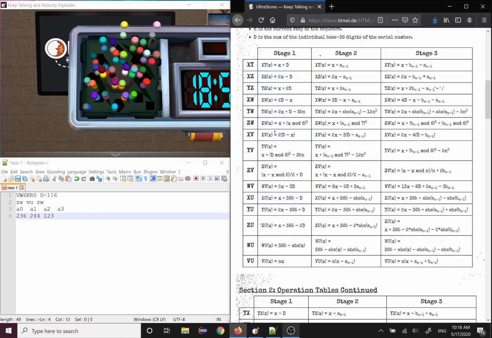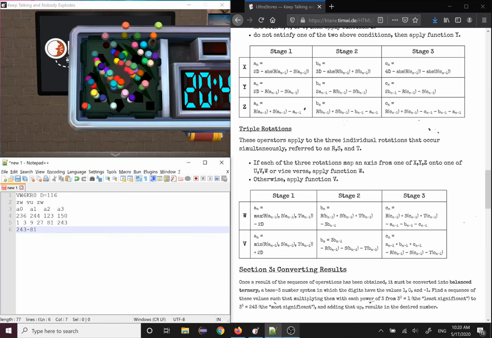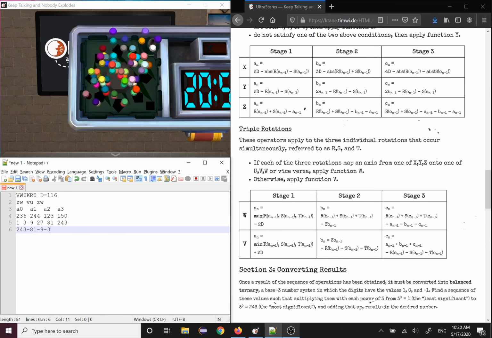So we see that we're going to have 243 minus 81, which is going to come out to 162, which is very close to 150. It is only 12 away. So if we want to subtract 12, we can do minus 9 minus 3. And if you plug this into a calculator, 243 minus 81 minus 9 minus 3, we have 150. And so we know that this is going to be the sequence that we want to submit.